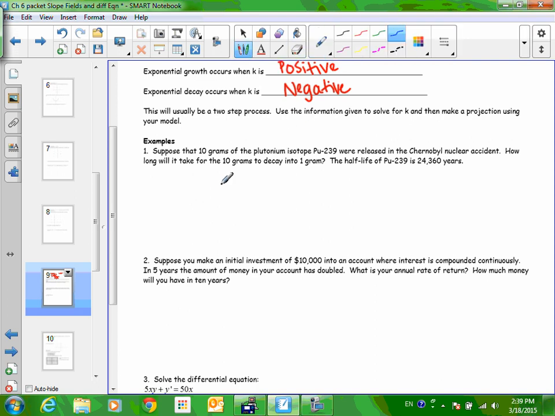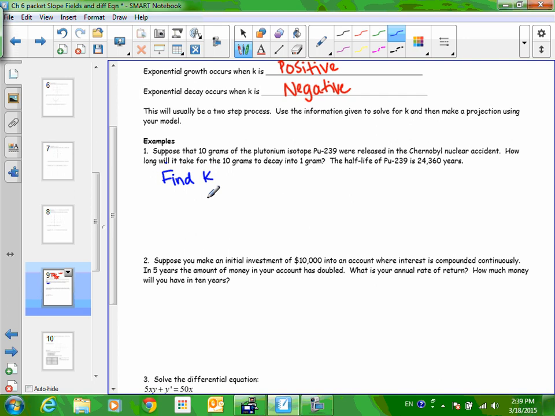All right, so let's look at this first problem. And I say up here that this is a two-step process. The biggest thing students mess up on is they read all this and then they're like, okay, I want to do one thing to find the answer. You can't. Okay, the first thing we need to do is find k. All right, and k is going to be specific to that problem.